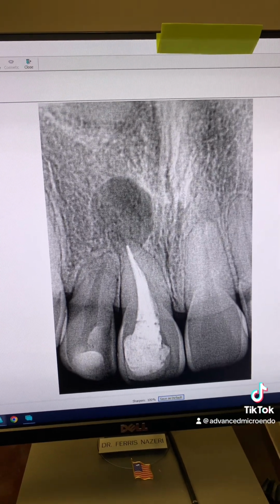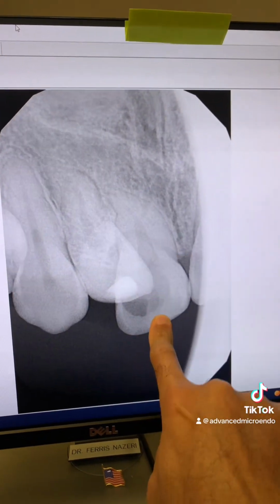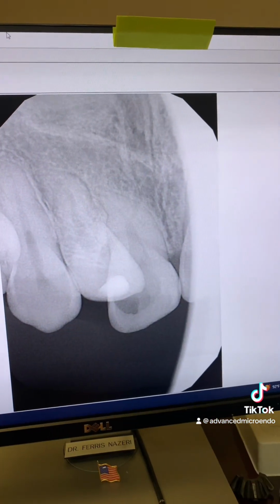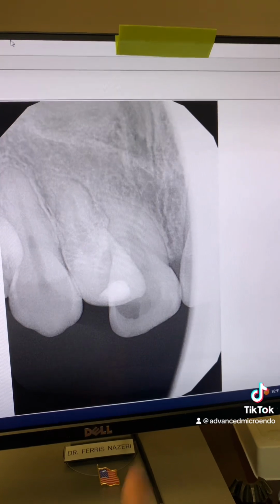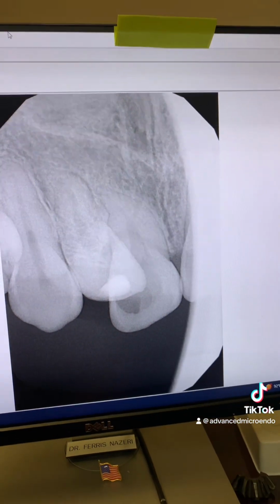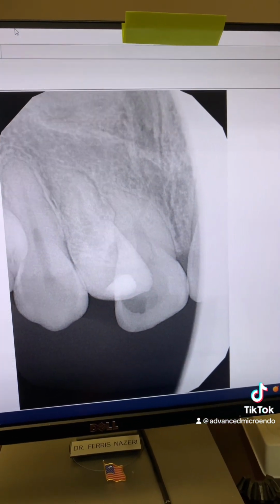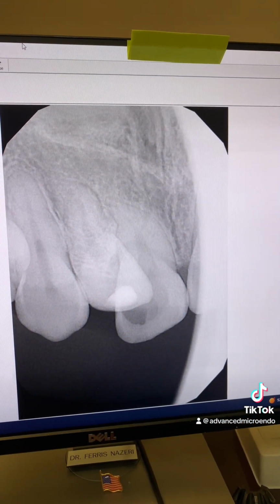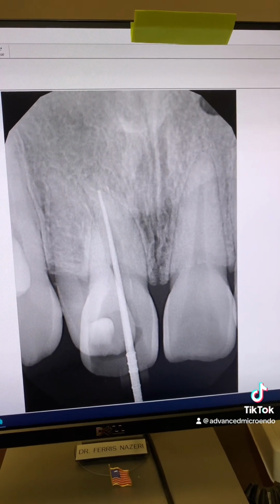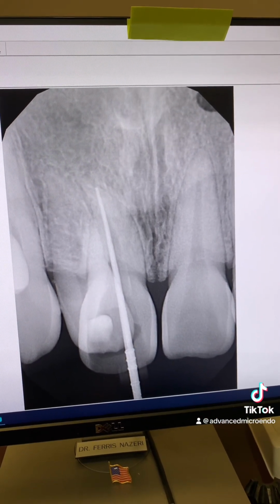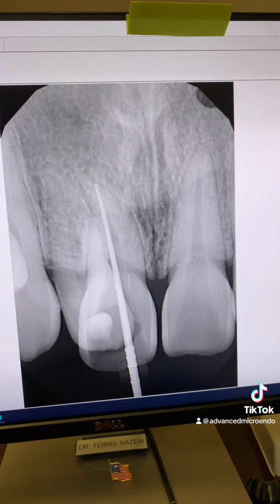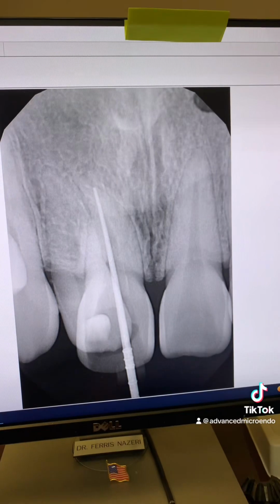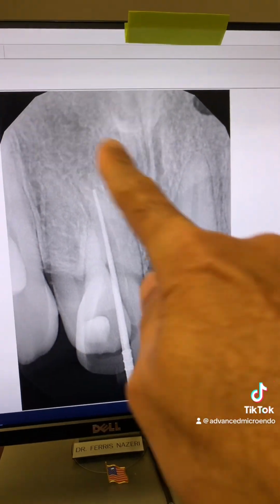So take a look here. This is the tooth before the dentist did a root canal. No periapical radiolucency. See that? There was no periapical radiolucency prior to the root canal. This is another x-ray that we got from the general dentist while he was doing the root canal. This is his working length PA. Again, no periapical radiolucency.